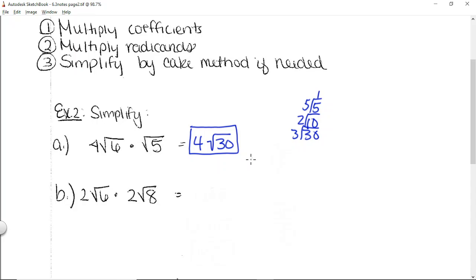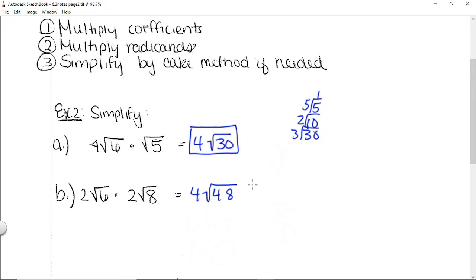So if you know for sure it's already simplified, you're done. But if you are not sure, you need to check. Okay, so next one we have example B. Multiply the coefficients. So 2 times 2 is 4. Multiply the radicands. 6 times 8 is 48. So that goes inside.